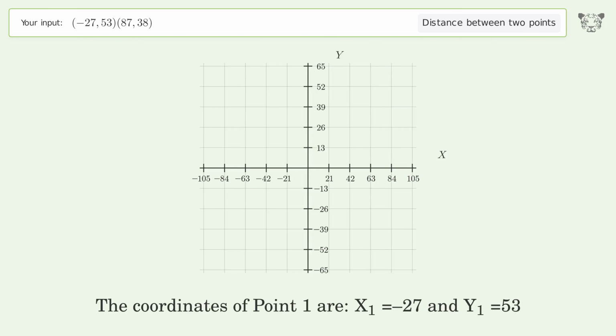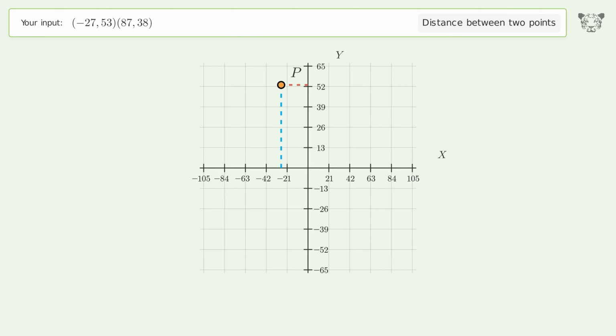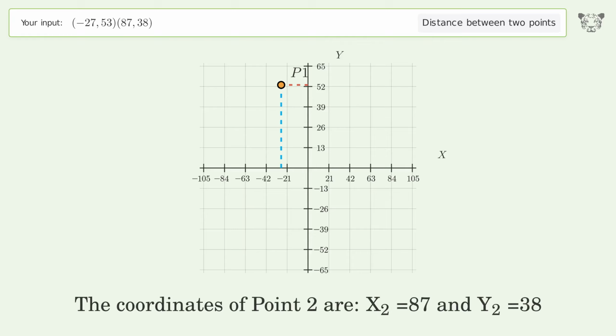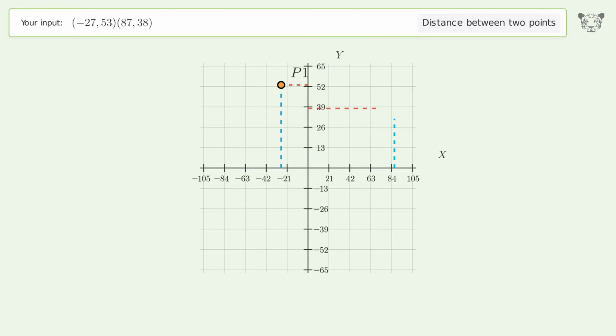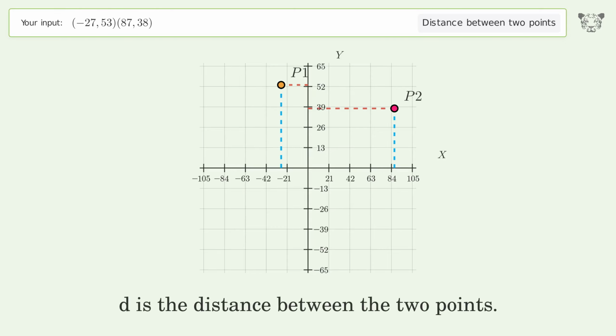The coordinates of point 1 are x1 equals -27 and y1 equals 53. The coordinates of point 2 are x2 equals 87 and y2 equals 38. D is the distance between the 2 points.